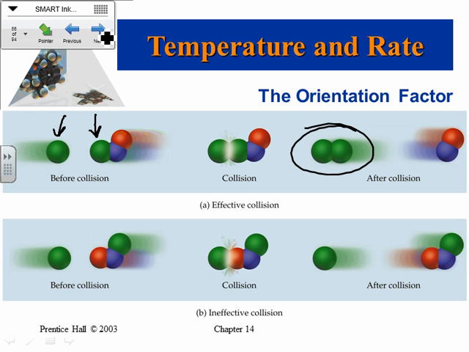Now, an ineffective collision would be like this bottom one, where the chlorine, instead of hitting the chlorine end, actually hits the oxygen end, and no reaction occurs. All they do is hit and bounce off of one another. All right, so orientation matters.